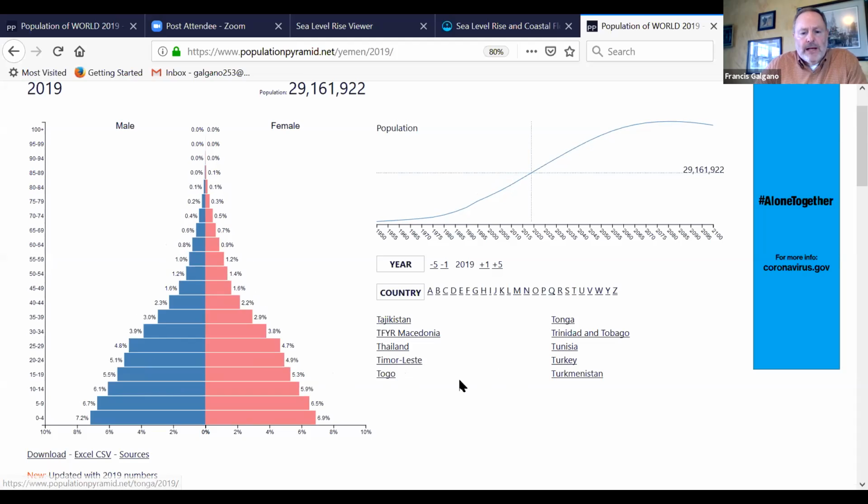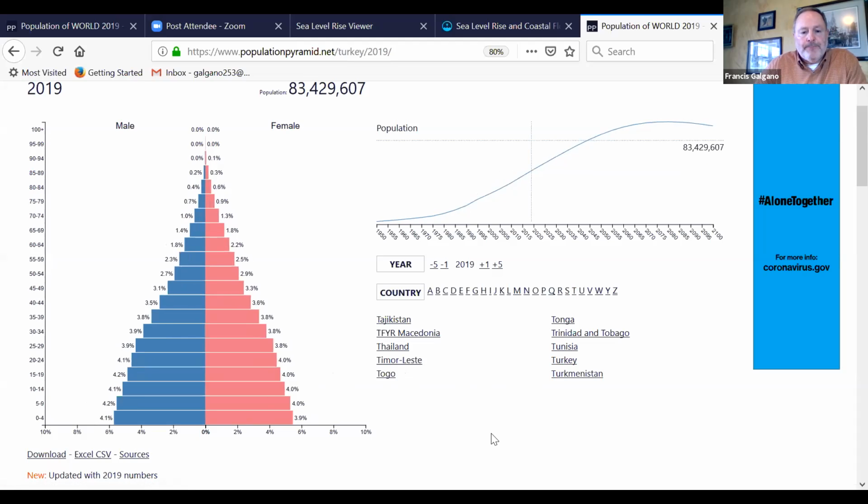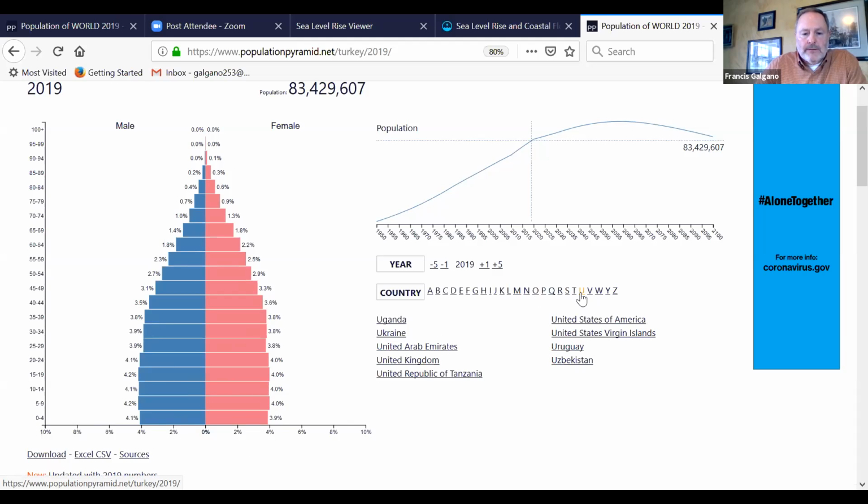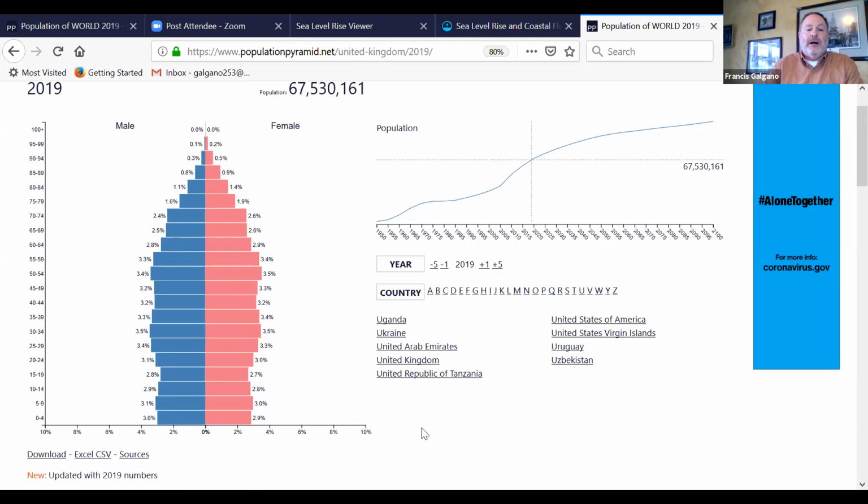We do a comparative analysis with Turkey, for example. Turkey has a different structure. It is a more developed country in the Middle East, and this is following more of the Western pattern. Population growth has slowed down. And we can compare that to a Western European example where the population is actually getting smaller.